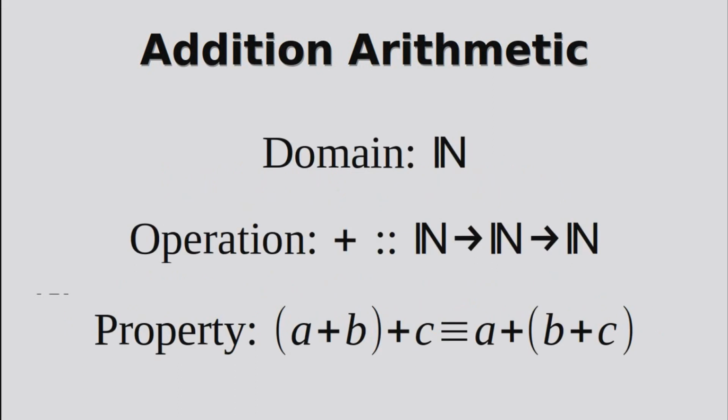Okay, so how do we formalize the addition arithmetic? Well, the domain is obviously the natural numbers. The operation is the addition, which I'm not going to define here. I guess that everybody knows what the addition does. And the property would be this equivalence or this axiom that defines what associativity actually is.